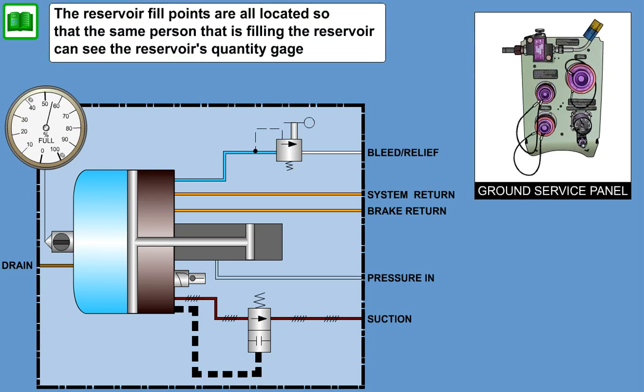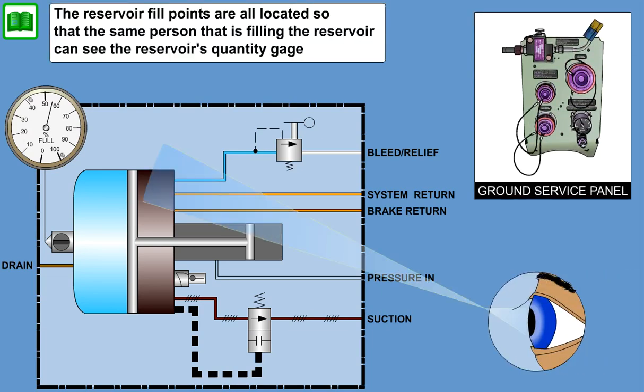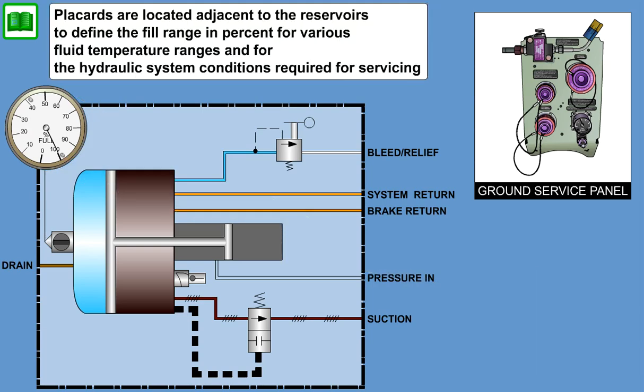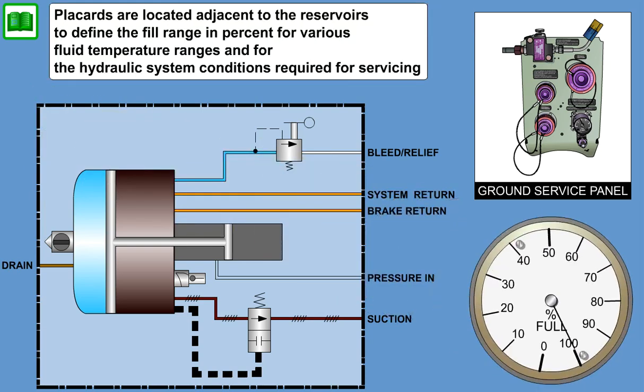The reservoir fill points are located so that the same person that is filling the reservoir can see the reservoir's quantity gauge. Placards are located adjacent to the reservoirs to define the fill range in percent for various fluid temperature ranges and for the hydraulic system conditions required for servicing.